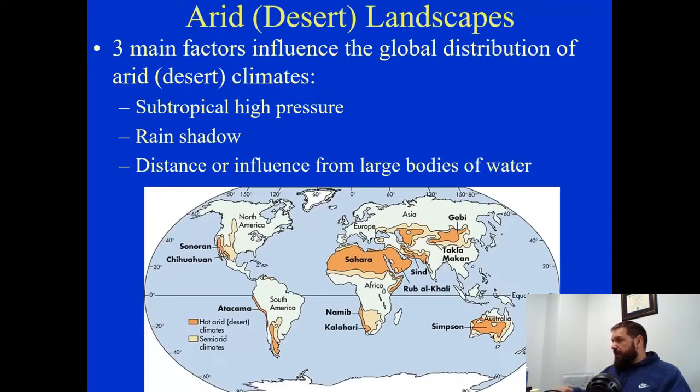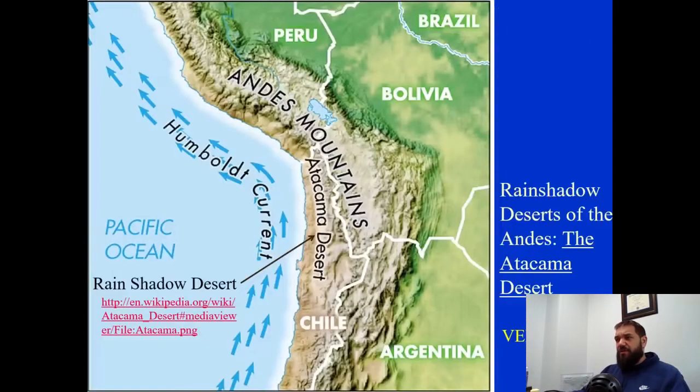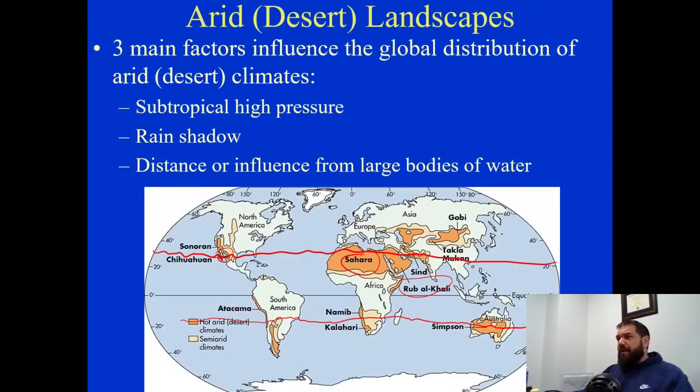What is one example of real life subtropical high deserts? So many you could mention here. Here's the subtropic lines. The Chihuahua, the Sonora, the Sahara, the Sind. I guess this one in the Arabian Peninsula is called the Rub al Khali. I didn't even know that. But the Simpson Desert in Australia, the Kalahari and the Namibian Desert in Africa. The Atacama Desert is more of a rain shadow desert. We'll talk about that later.